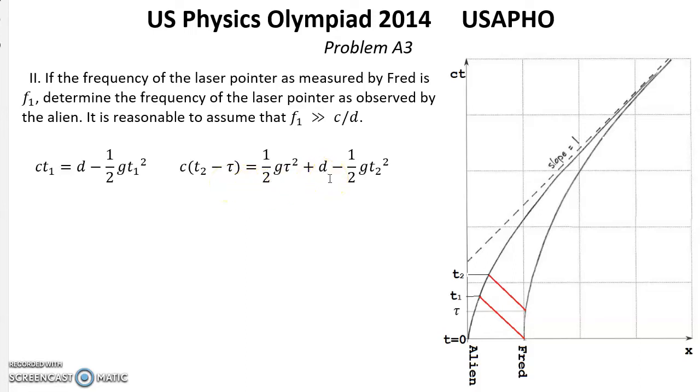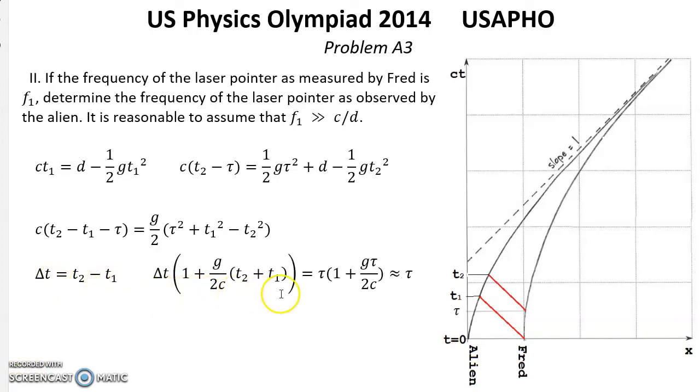That's equal to the position of Fred after time tau, which is 1/2 g tau squared plus d, minus the position of the alien at point t2, which is 1/2 g t2 squared. So we have these two equations, and let's subtract the first equation from the second equation. After that we have this equation, and now let delta t be t2 minus t1.